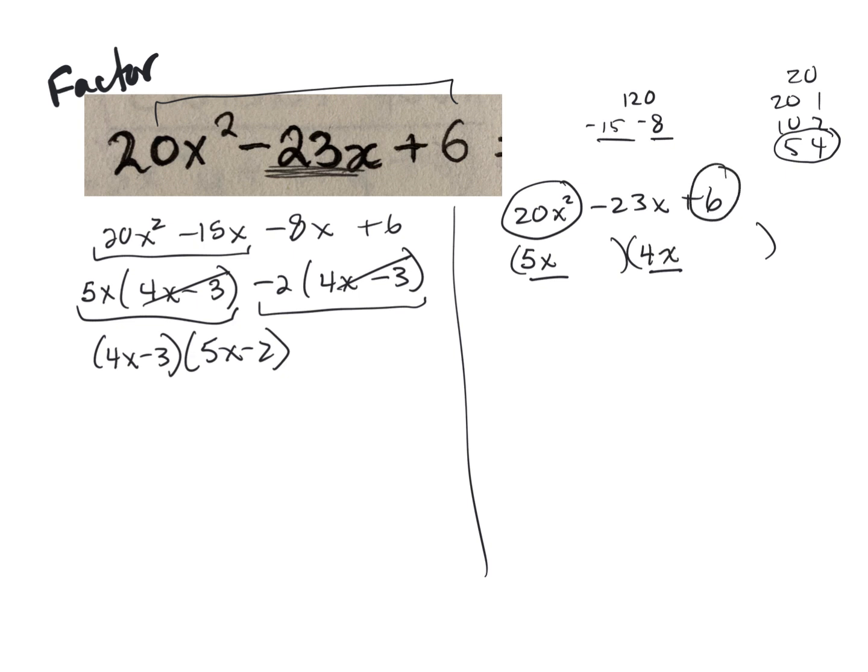Then I look at the 6 and I do the same thing. 6 would be 6 times 1 or 2 times 3. I'm going to use the 2 and the 3. So I'll put a 2 here and a 3 there.